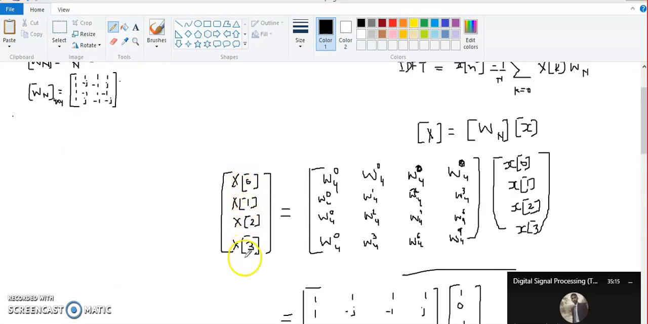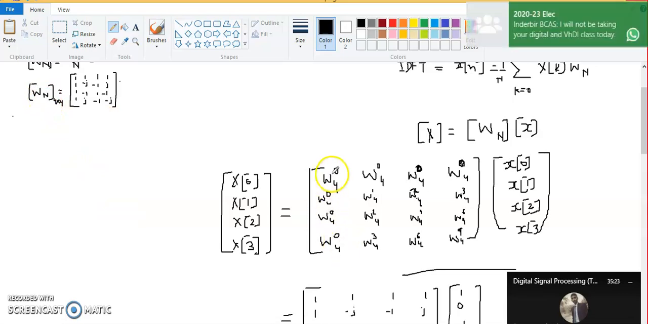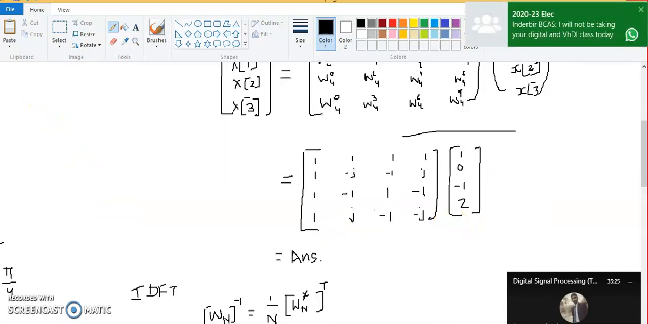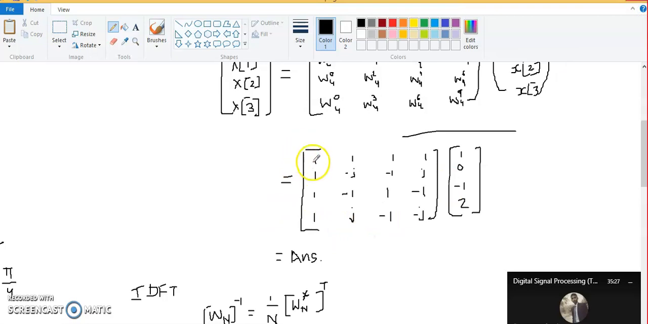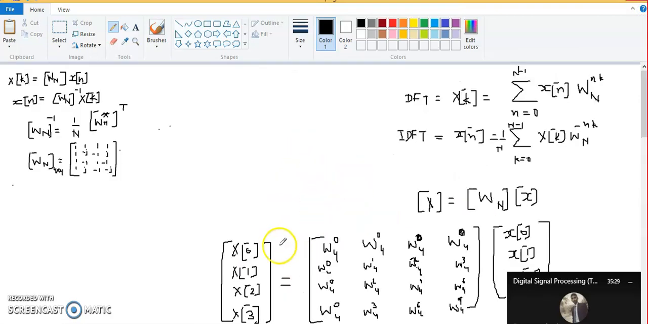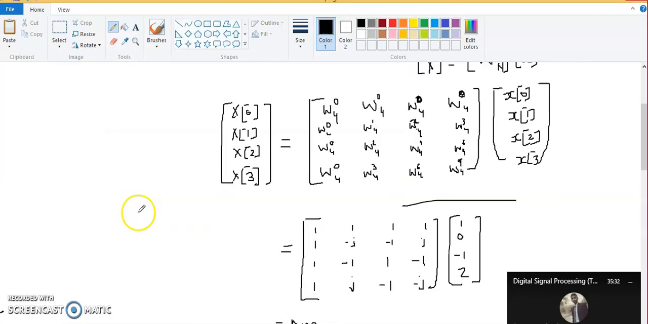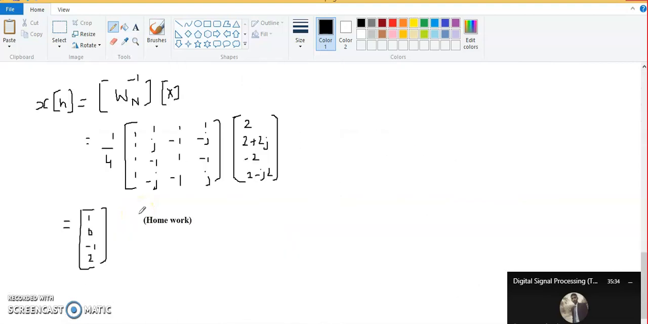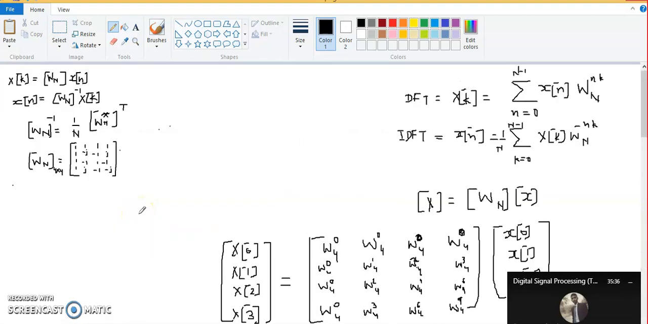This is the xk matrix, this is the W matrix, and this is the xn matrix. So when we find out its values, these values will be 1 1 1, and this will be this matrix. And by complex multiplication we can find out the value of xk by complex multiplication.